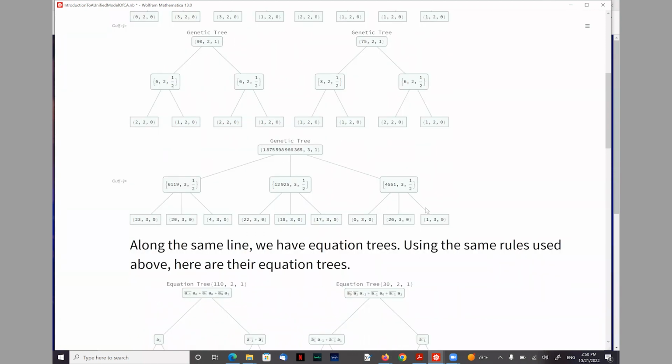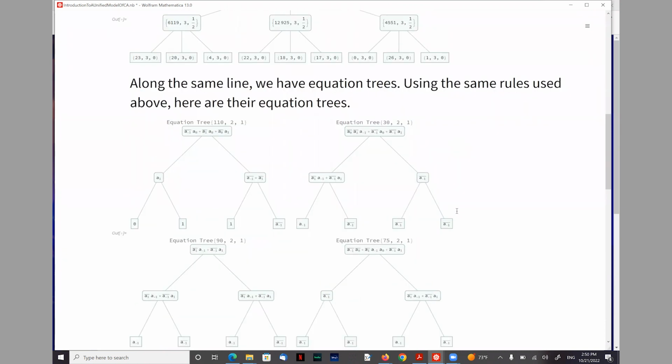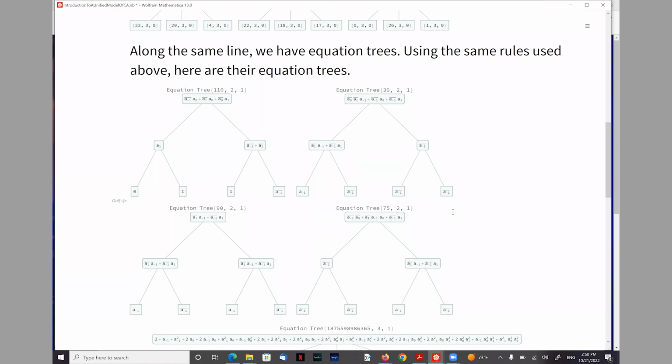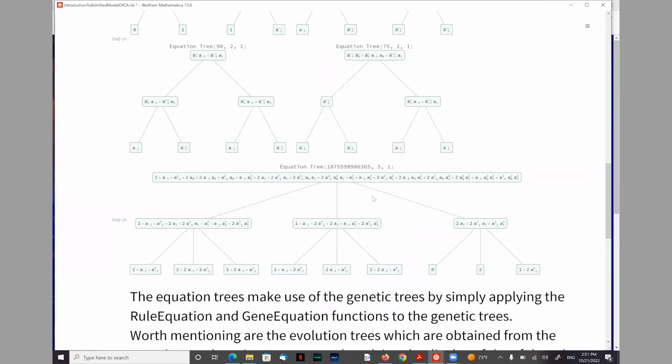So along the same lines, I actually created the equation trees. The equation trees are simply using the genetic trees, and I'm using some of the functions in trees so that I can apply a function to the entire tree, and it will apply to all the nodes. So here's the equation tree for 110. These are the equations that are actually used for each one of these. Again, here are the same equations for these two, etc. This is the equation tree for this one, which is much bigger.